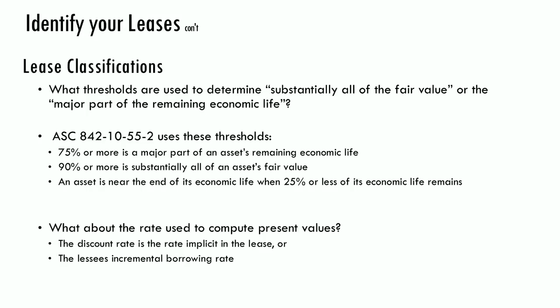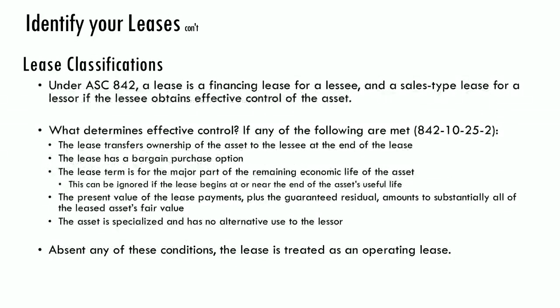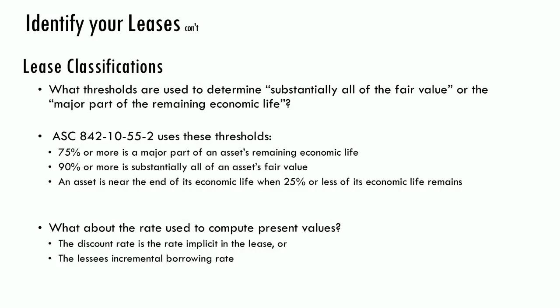If it's 90% or more of the asset's fair value, again, that would not be an operating lease, it would be a direct finance. If we go back, it talks about a finance lease for a lessee, a sales type lease for a lessor based on those thresholds. It does state, though, that if the asset is near the end of its economic life when the lease starts, and that's 25% or less, then these conditions don't necessarily apply and you may be able to book them a little bit differently.